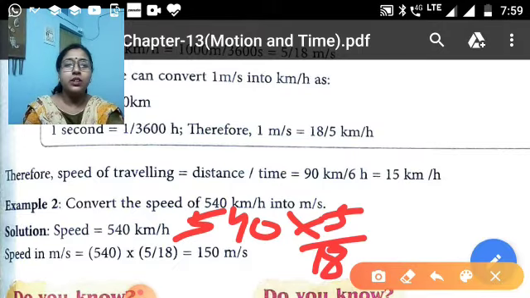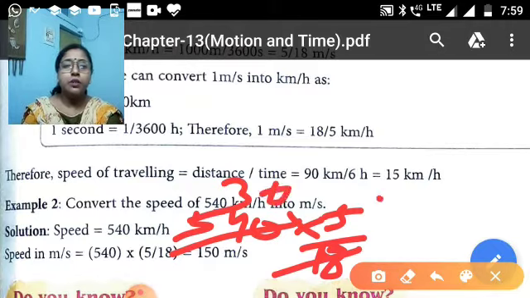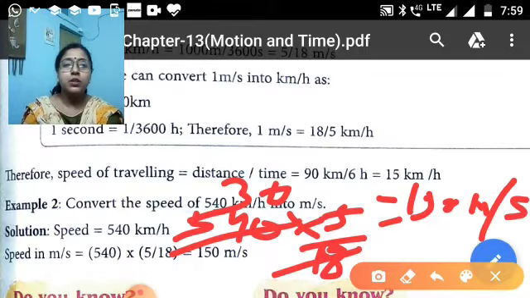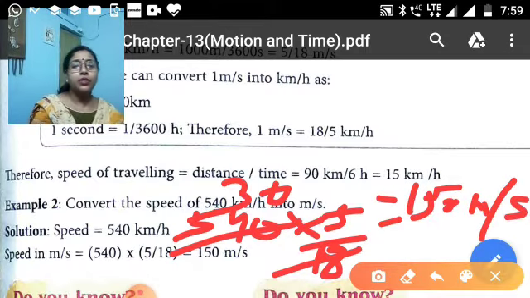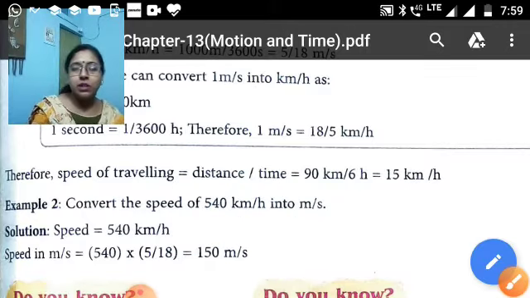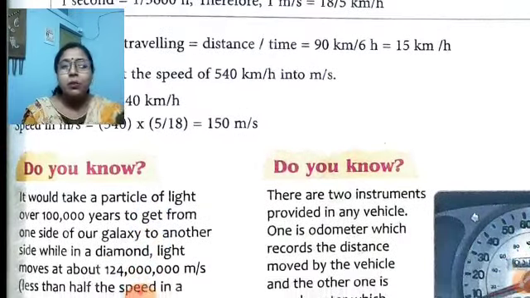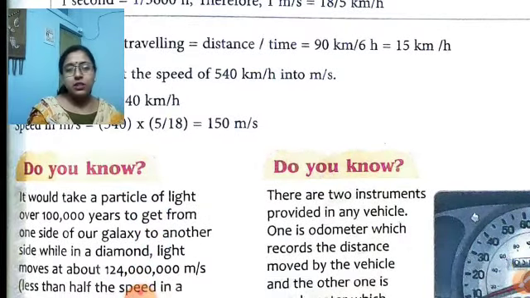540 into 5 by 18, so again cut it. That will be 150 meter per second. So in this way we will convert. Now I will provide some numericals so that you will write and you will understand.